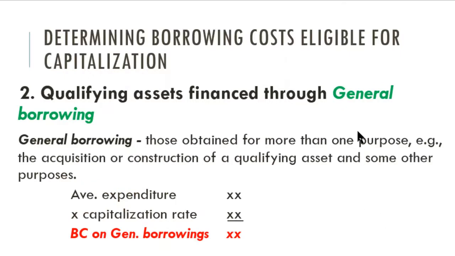Another scenario would be, what if the financing is through general borrowing? So, unsa man ang general borrowing? These are the borrowings that are obtained for more than one purpose. For example, the acquisition or construction of a qualifying asset and some other purposes. So, meaning, pag pangutang nila dito sa bangko, wala nila gi-designate nga para lang na siya sa qualifying asset. So, naa siya other purposes other than to acquire or construct a qualifying asset. So, the formula here in general is average expenditure times the capitalization rate, and you will get the borrowing cost on general borrowings.